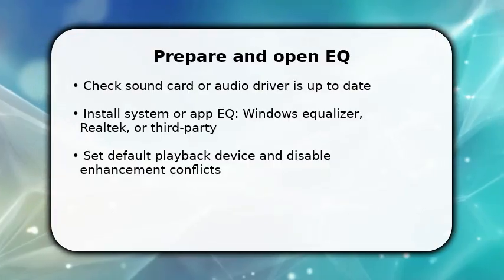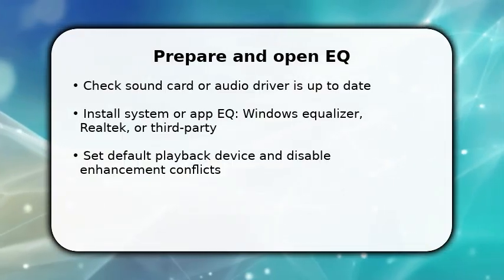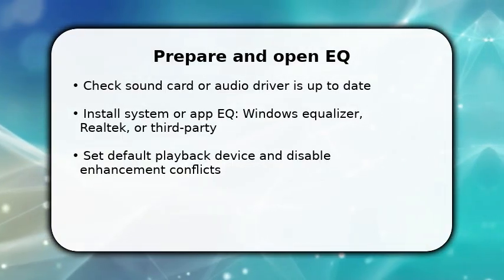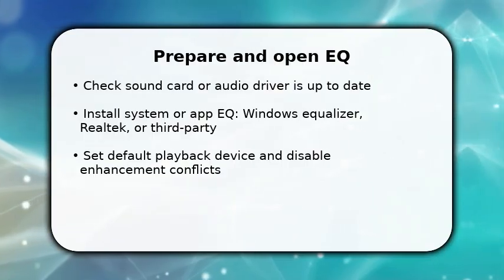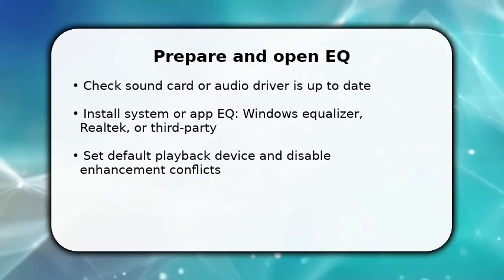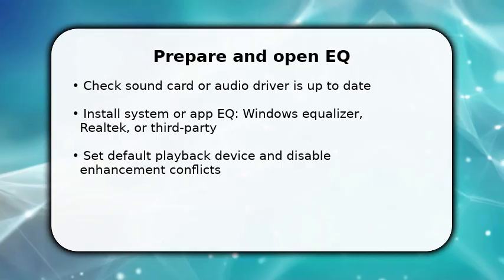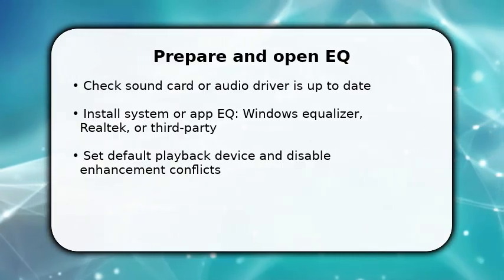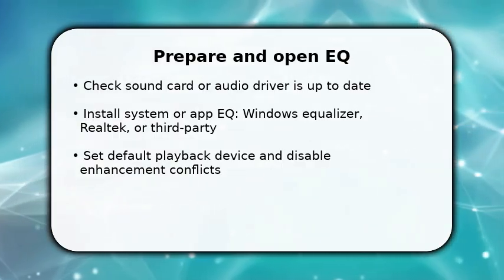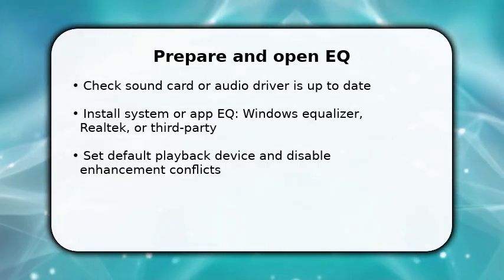You start by getting your audio path ready: update drivers, choose the playback device, and install the Equalizer app if you need one. Once done, open the EQ interface and pick the output you want to shape. Make sure no other audio enhancements are active so controls don't fight. You'll work with bands next, so leave the window visible. This step sets a clean foundation so your adjustments will reflect actual changes without software conflicts.